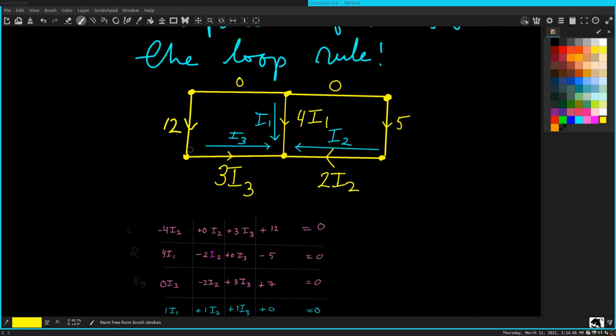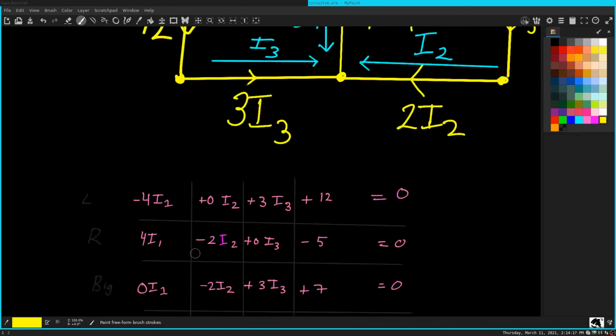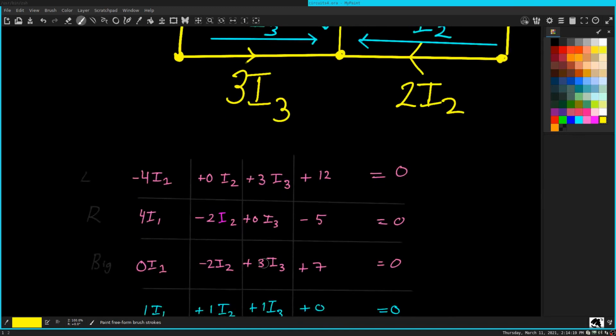The big loop: we miss I1, but we pick up 3I3 minus 2I2, 12, and minus 5. That gives us 7. So we get three equations here, but we know the loop space is two-dimensional. And look, when we add the left and right loops, these 4's cancel out to give us 0. 0 minus 2 gives minus 2. 3, 0 gives 3. 12 minus 5 gives 7.